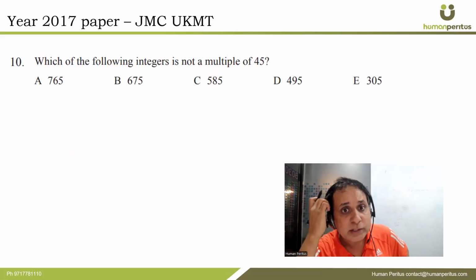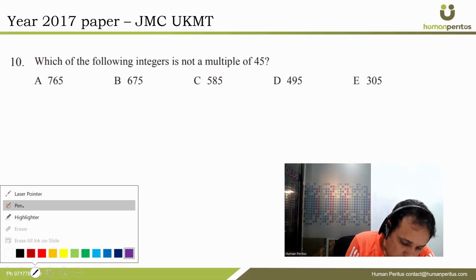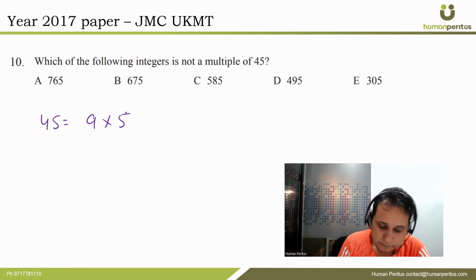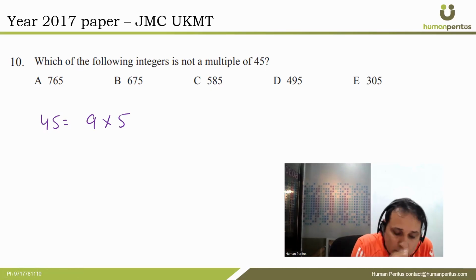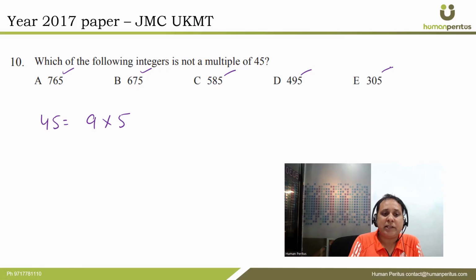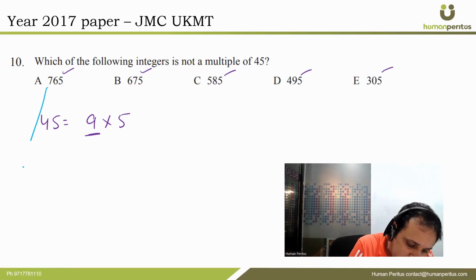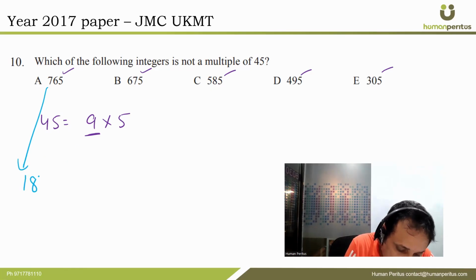Which of the following is not a multiple of 45? For 45, we can check 9 into 5. We'll start with the easier one. All of them are a multiple of 5, because 5 is there as the last digit. Now we need to check for 9. For 9, we need to find the sum of digits. The sum of digits here will be 7 plus 6, 13, plus 5, 18.